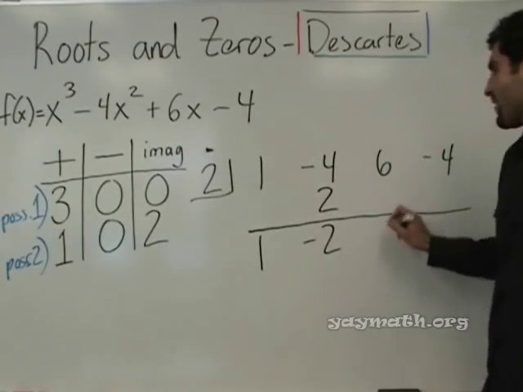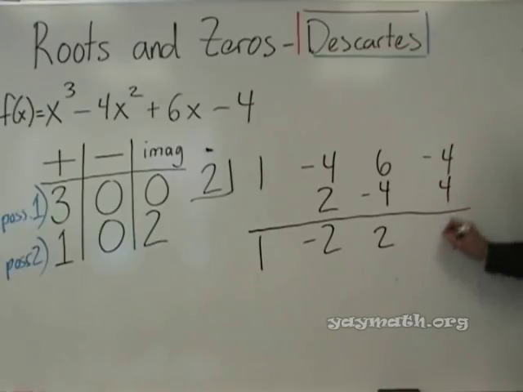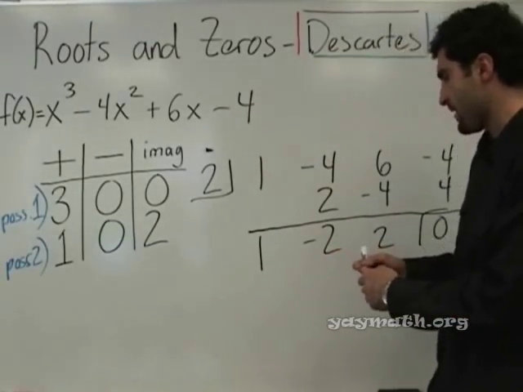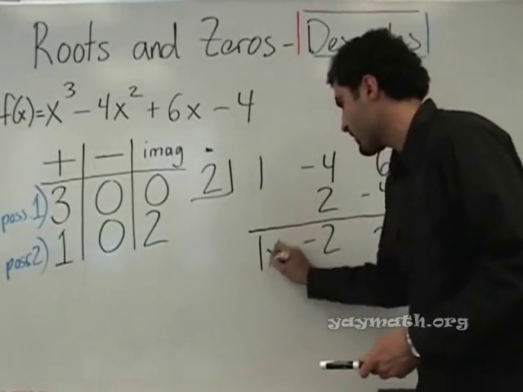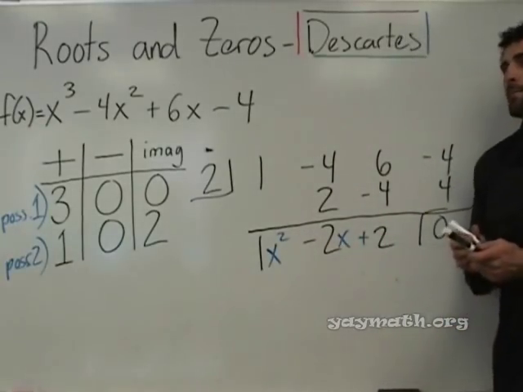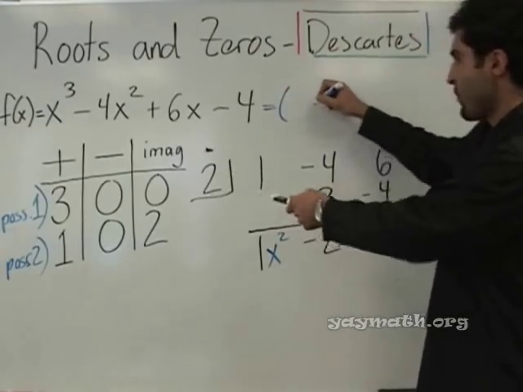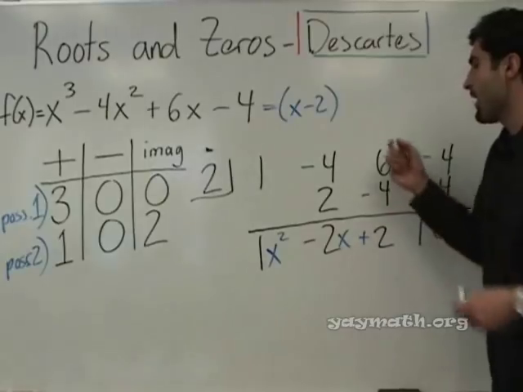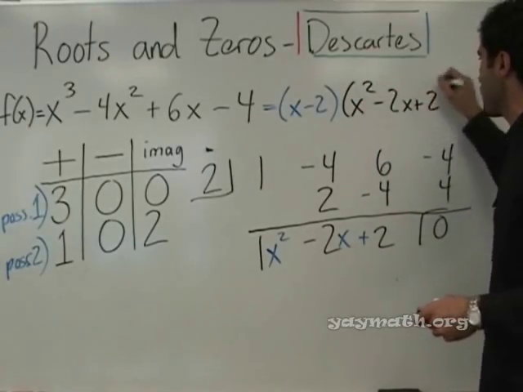Negative 2. Negative 4. 2. 4. Yes. So that's 0. So the resulting equation basically is x squared goes here, 2x plus 2. Okay. So this can be written as, 2 is a solution, so x minus 2, and the resulting equation, x squared minus 2x plus 2.